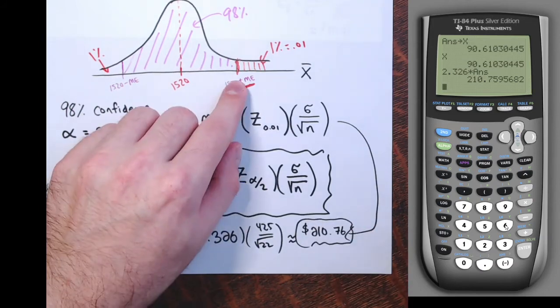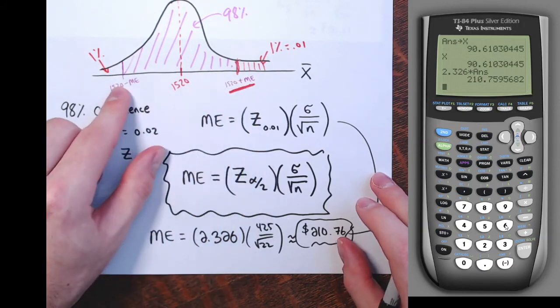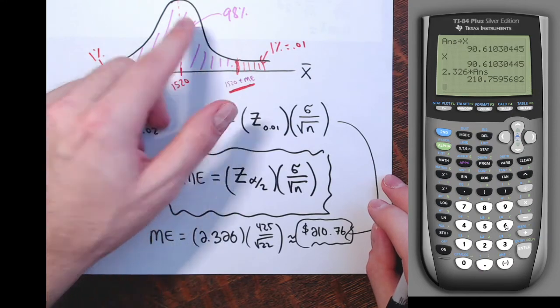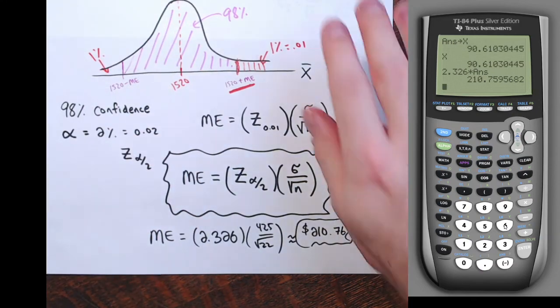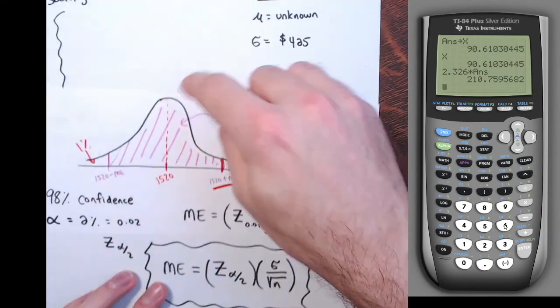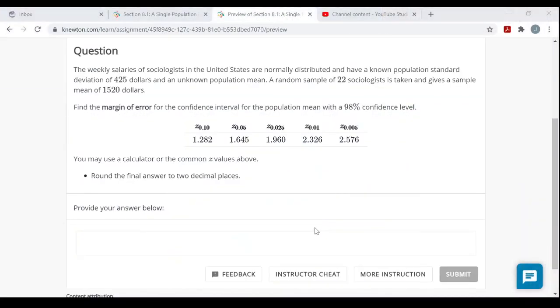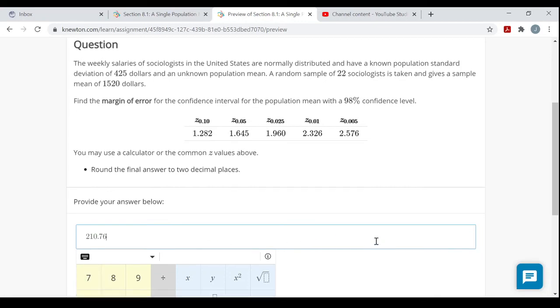So this value is 210.76 above, and this value is 210.76 below 1520. And the area between them will be my 98% confidence. So I'd be 98% confident that the true value of mu is between whatever those two values are. But we're not asked to find those two values. We're just asked to type in the margin of error, that z-score times the standard deviation. So it's 210.76, if I round to 2 decimal places.